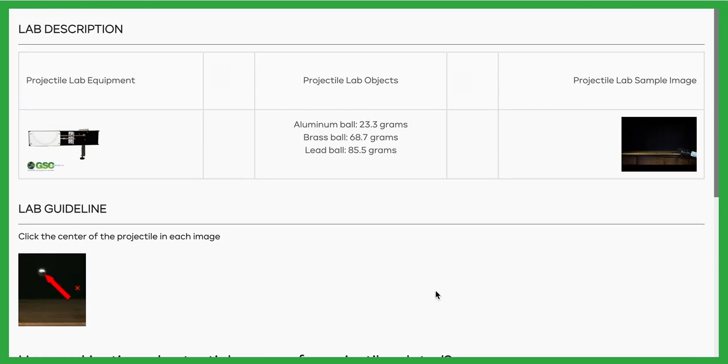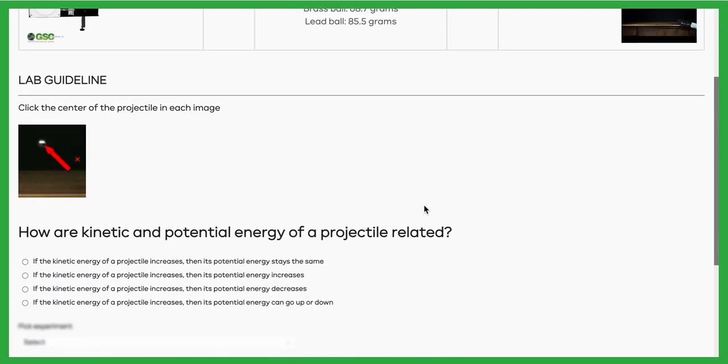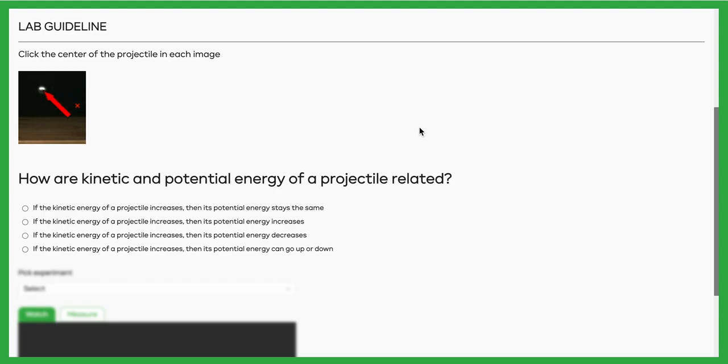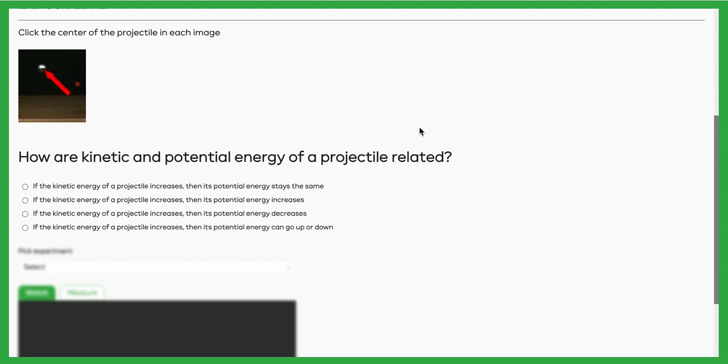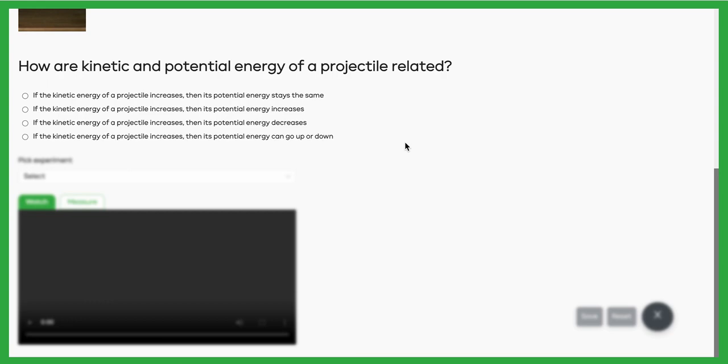So you'll notice at the top of this Explore page, you've got a brief description of the lab. Then we've got a guideline that shows you how to measure by clicking on the center of the projectile in each image. And now we're going to go ahead and consider that central question: how are kinetic and potential energy of a projectile related? So first you should pick or write a hypothesis you'd like to test.